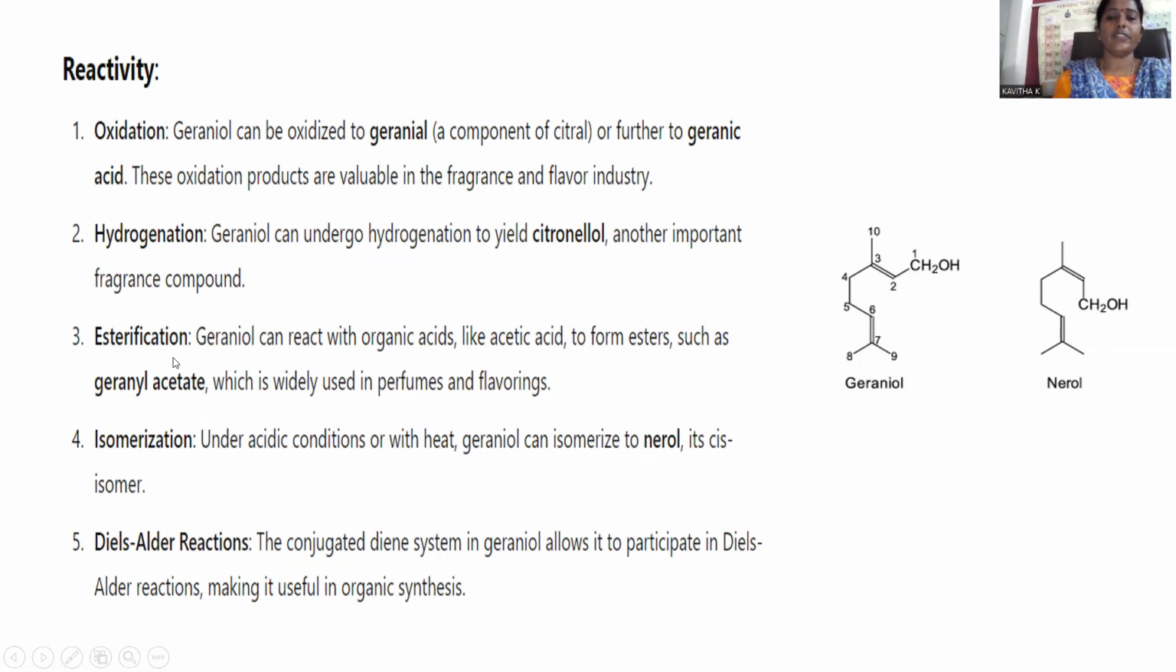Another process called esterification, being again a kind of hydroxy compound added with a carboxylic acid, so that we go with the removal of water and give an ester. That ester is a geraniol ester. So here another flavoring compound will be generated, the ester we are getting. Isomerization: when geraniol is added with acid and further heated, it will be converted into nerol. Nerol compound will be generated. So here both are interconvertible isomers.